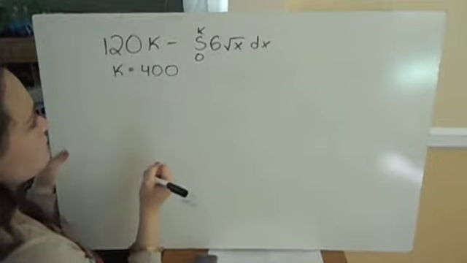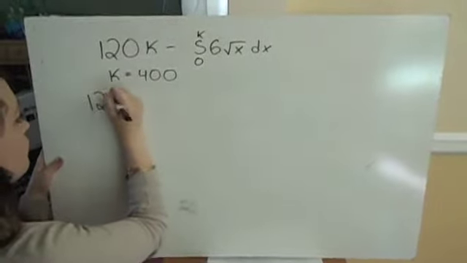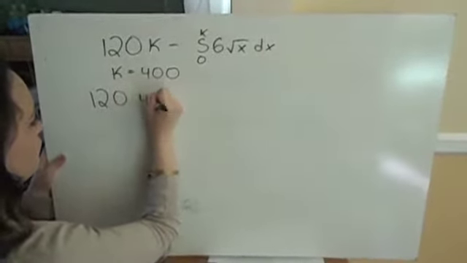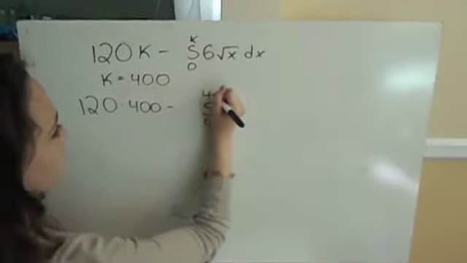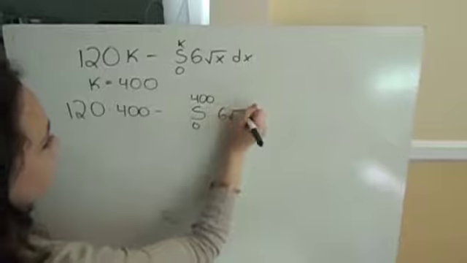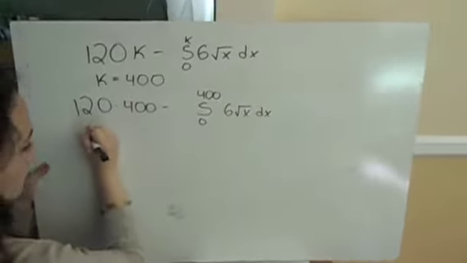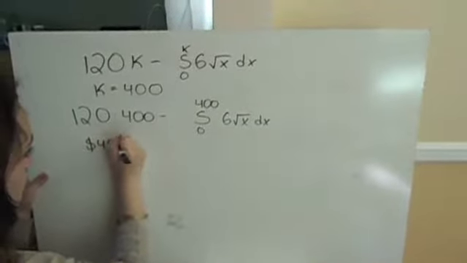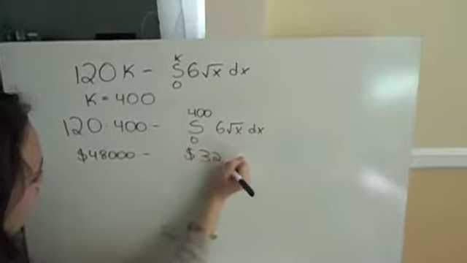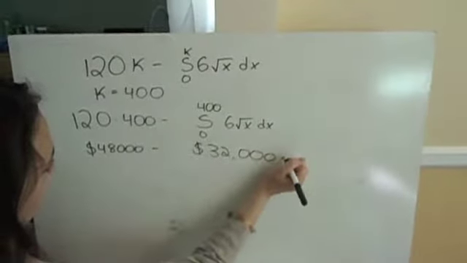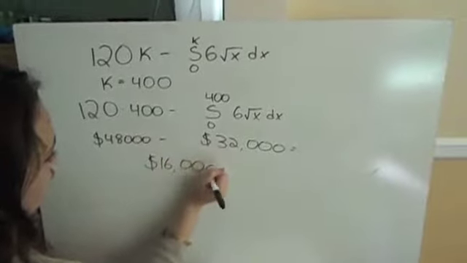Now that we have proved that 400 is a maximum, we plug 400 into the total profit equation. So here it is 120 times 400 minus the integral from 0 to 400 of 6 radical x dx. When you plug this into your calculator, you get 48,000 minus 32,000, which results in 16,000. And here, $16,000 is the maximum profit that could be earned on a cable.